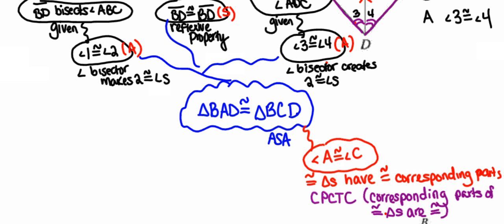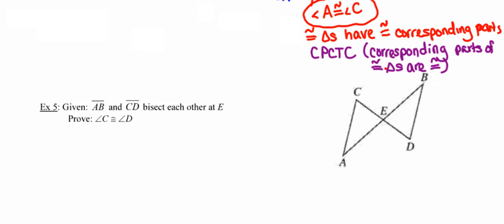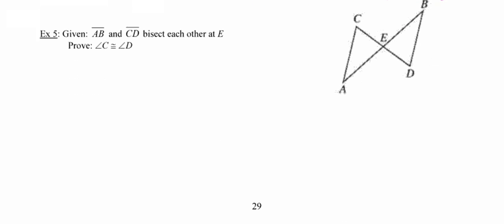However you're comfortable saying it, you can say congruent triangles have congruent corresponding parts, or you can use the acronym CPCTC. A big key idea here, though, is that you must prove these triangles congruent first. You cannot, may not, will not use CPCTC until you've written about congruent triangles in your proof. All right, let's go ahead and take a look at the next one.